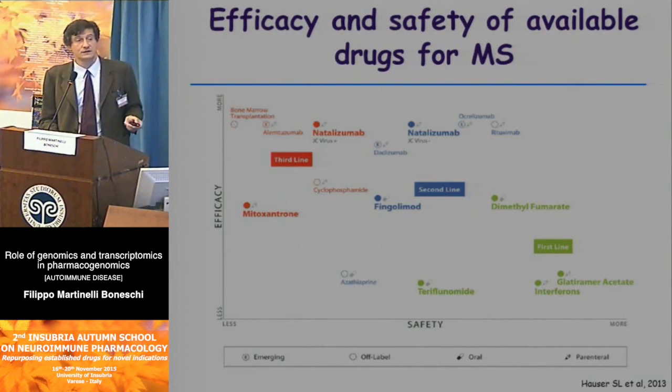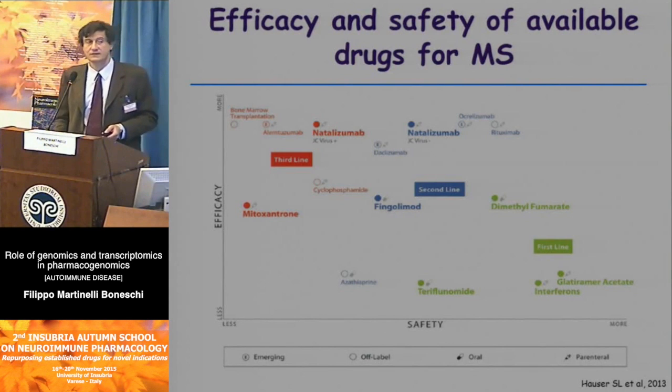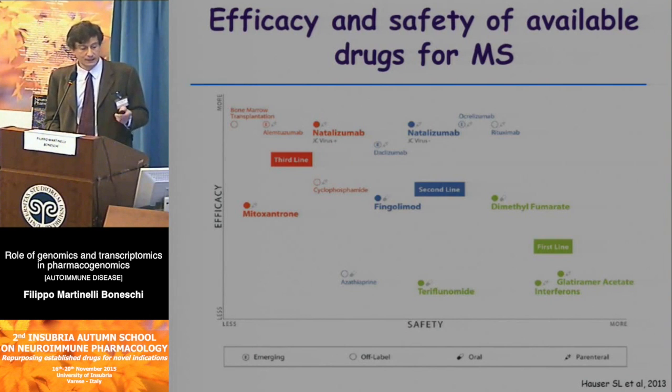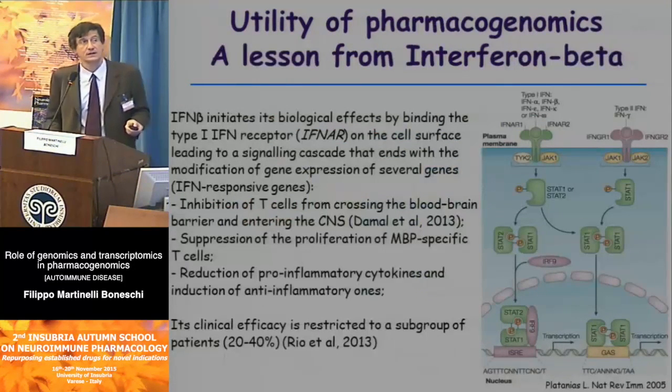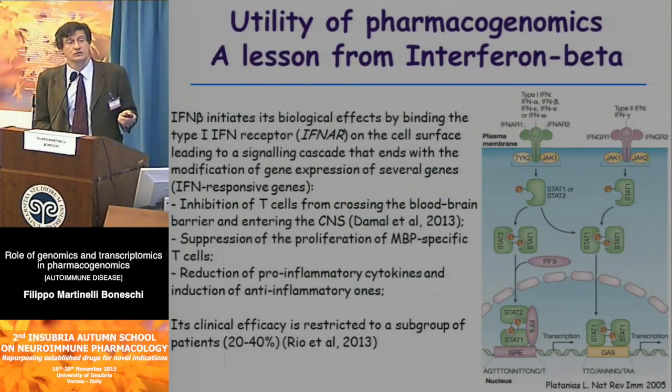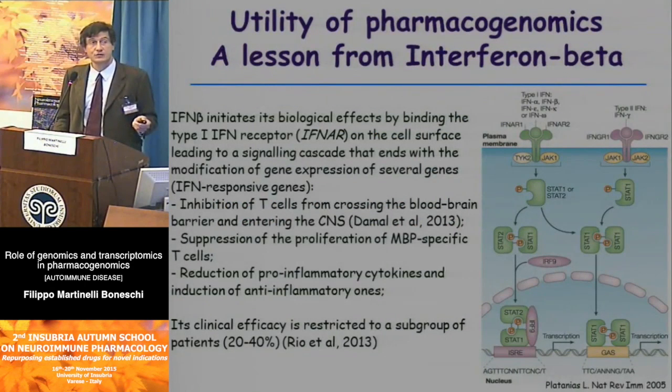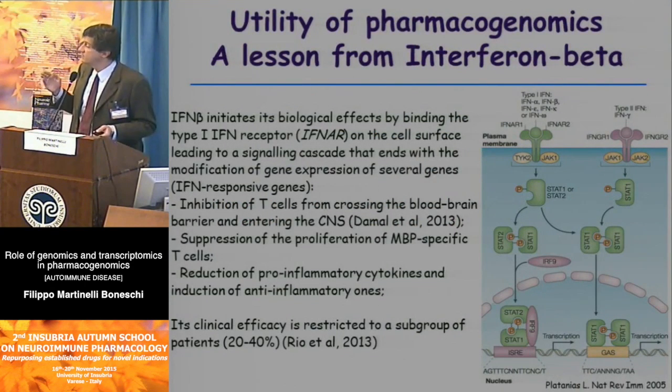Of course, one of the ways of making this decision is to look at the severity of the disease, which is the inflammatory activity in the patients. But there is also other information which needs to be taken into account. And so if we want to have a brief idea of the role of pharmacogenomics, let's start with Interferon-beta, which is the first drug used to treat multiple sclerosis.